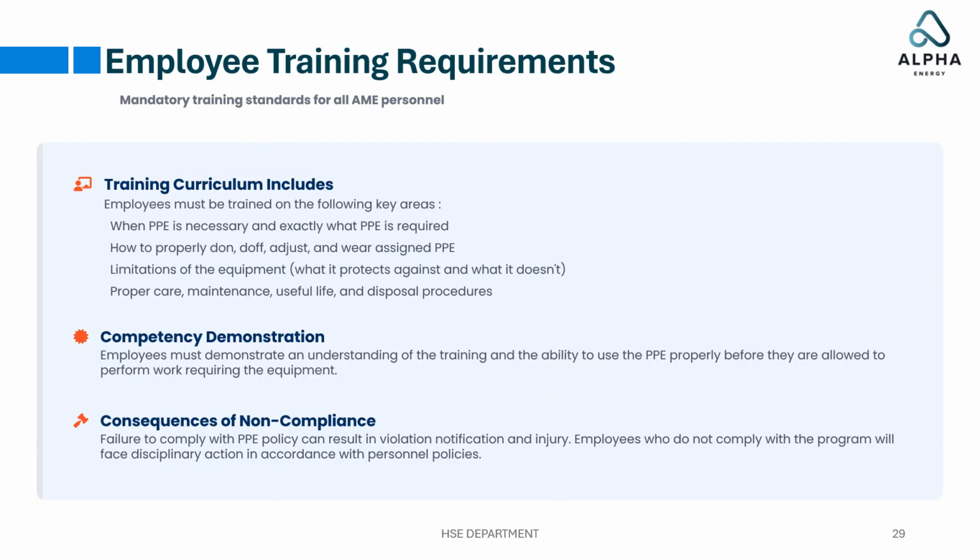The employee training requirements outline mandatory standards for all Al-Masood Energy personnel, specifically focusing on a training curriculum that covers when PPE is necessary, how to properly don, doff, adjust, and wear it, its limitations, and proper care, maintenance, and disposal procedures. Furthermore, employees are required to provide a competency demonstration to prove they can use the equipment properly before starting work, as failure to comply with these PPE policies can lead to violation notifications, injury, and disciplinary action in accordance with personnel policies.